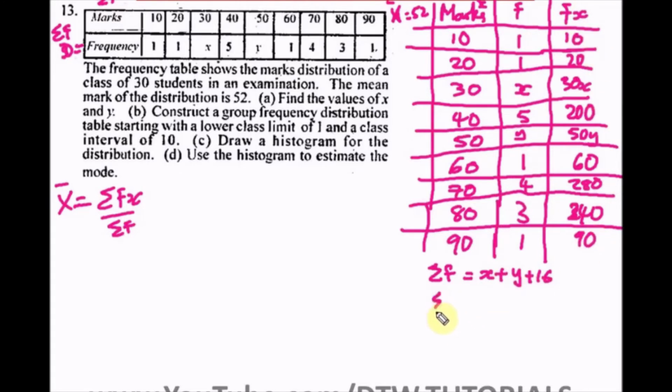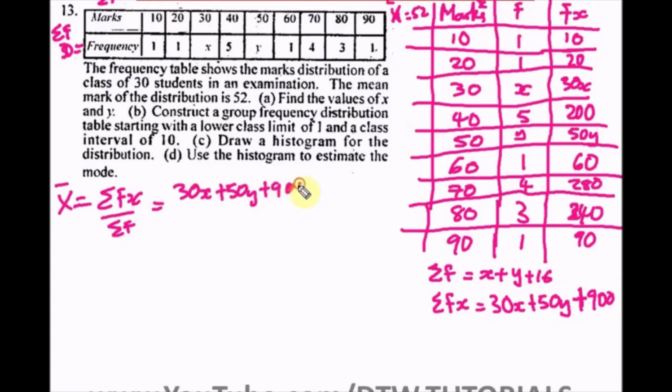So the total summation of fx will be equal to 30x plus 50y. When you add up all these digits, we're going to get 900, plus 900. All right, so this is the summation of fx, and f. So you're going to state here our mean is 30x plus 50y plus 900 divided by x plus y plus 16.